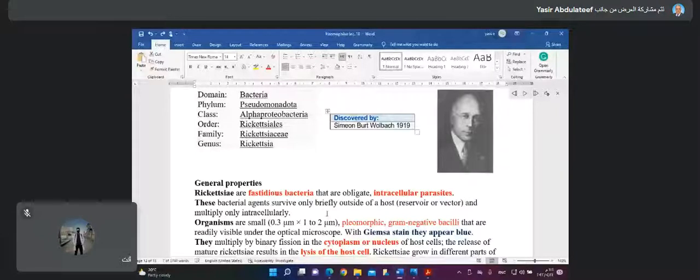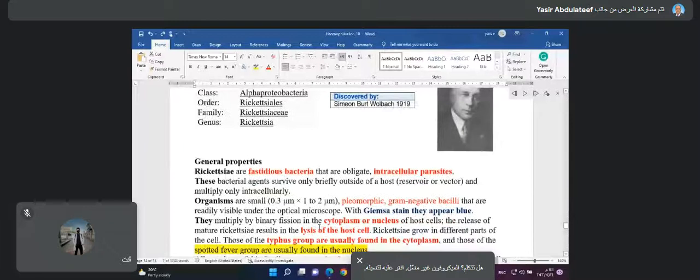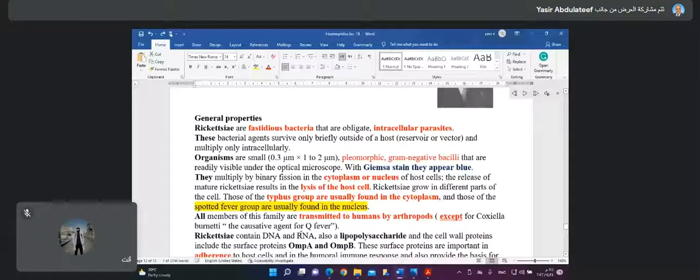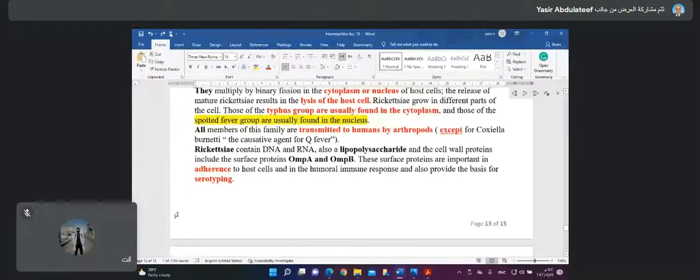طبعا they are fastidious bacteria, intracellular, very small, pleomorphic, gram-negative bacilli. With Giemsa stain they appear blue, بس بالميكروسكوب they are very rarely detected and confirmed. الريبليكيشن يصير لو بالسيتوبلازم لو بالنيوكليوس. المجموعه اللي ضمن التايفوس جروب they replicate in the cytoplasm. المجموعه اللي هي ضمن spotted fever they replicate in the nucleus. All members of the family are transmitted to humans by arthropods except Coxiella burnetii اللي هي responsible for the Q fever.